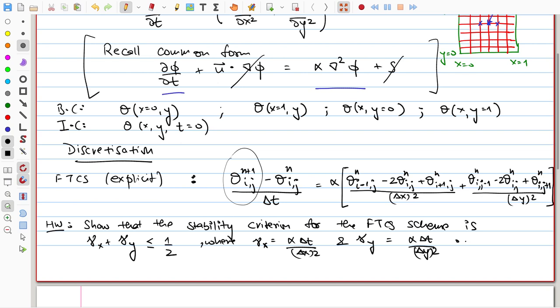When you follow this, the steps are exactly the same as what we did last time, except that you will have more terms to look for. So the stability criterion you should get is gamma x plus gamma y less than or equal to half. Instead of gamma less than or equal to half, you have the sum of the two gammas in two directions less than or equal to half. Okay.